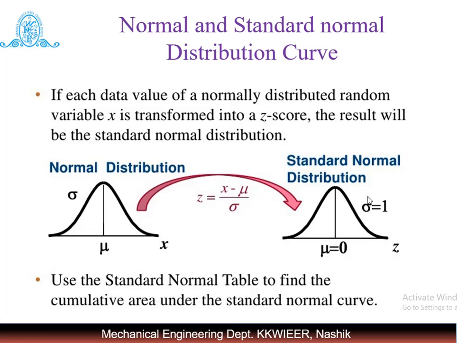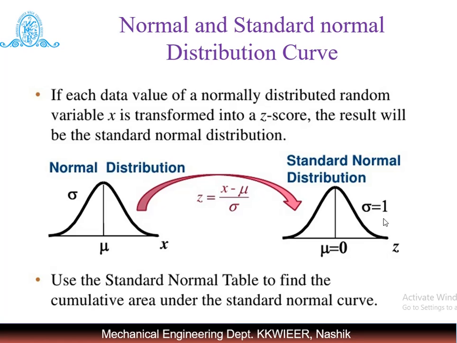If you look at the normal and standard normal distribution curves, if each data value x of the normally distributed random variable is transformed into a z score, the result will be the standard normal distribution. So the normal distribution curve is converted into the standard normal distribution curve. z is equal to x minus mu upon sigma is the formula to convert it. Here mu is 0 and sigma is equal to 1, so the total area under the curve is 1.